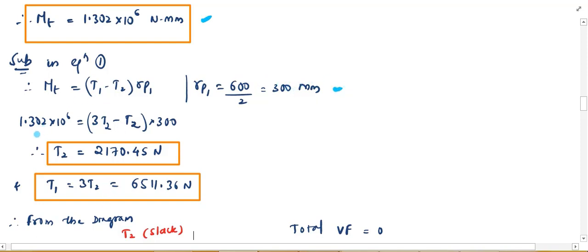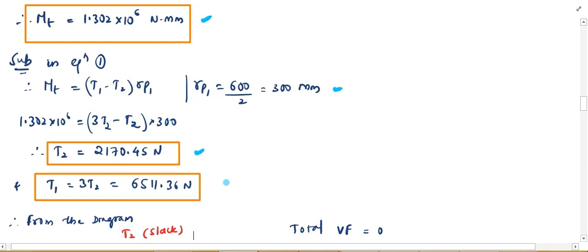Coming back to the equation, Mt we have found as 1.302 into 10 power 6, and since the condition is given that T1 by T2 equals 3, I can write T1 equals 3 times T2, so (3T2 minus T2) into 300.